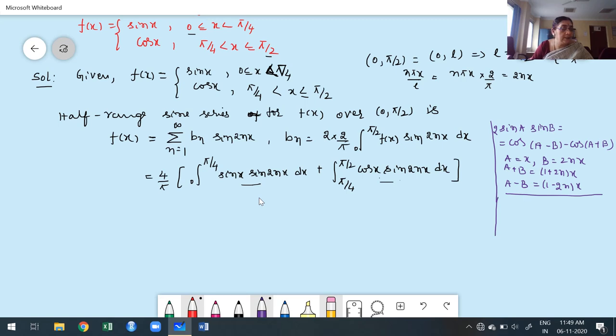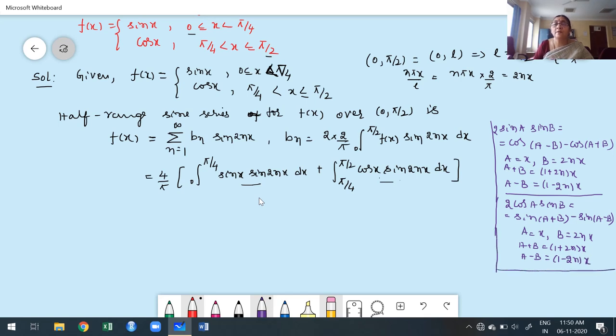Similarly, the second integral is in the form of 2 cos A sin B. What is 2 cos A sin B? Sin of (A plus B) minus sin of (A minus B). What is my A? Here A is x, B is also 2nx. We get the same thing. A plus B is the same, (1 plus 2n) into x, and A minus B is also the same, (1 minus 2n) into x. This way I have to simplify. This is for the second integral.